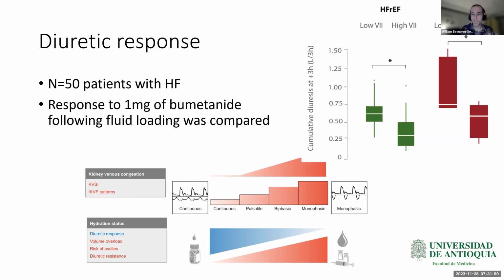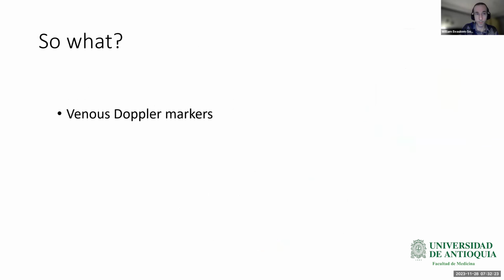So really, we have a continuum between a patient that has a normal intrarenal venous Doppler waveform that will be diuretic responsive and that is at low risk of congestive acute kidney injury, and the patient who has severely impaired kidney venous return that may have diuretic resistance that we can anticipate, and that is at much higher risk of congestive acute kidney injury.